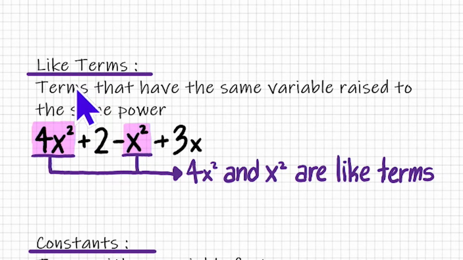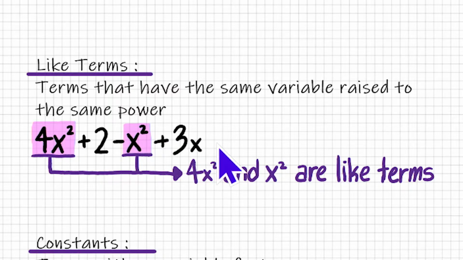Next, we're going to like terms. Like terms are terms that have the same variable raised to the same power. So here we can see 4x squared plus 2 minus x squared plus 3x. In this case, 2 and 3x are not raised to the same power, but 4x squared and x squared are raised to the same power. They're raised to the power of 2.